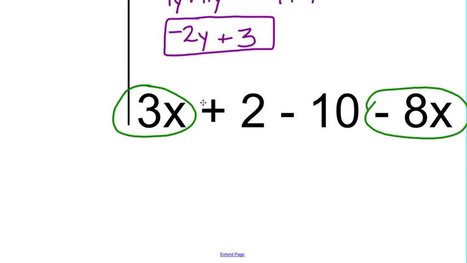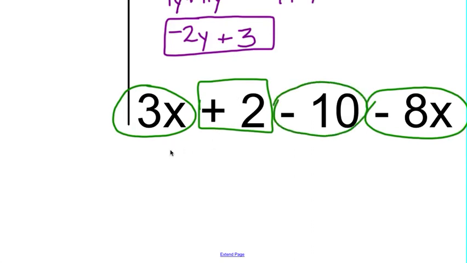Then I'm going to put boxes around this too. I can't put a circle because circle went around the x's. And if I put a circle here, that would mean they're the same, and they're not. And I'm also going to put a circle around this one. I'm sorry, not a circle, a square. Hopefully some of you caught me there. I'm going to put a square around this one. It does not have an x.